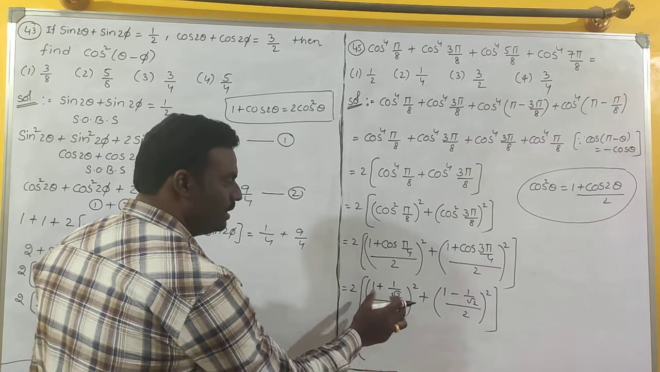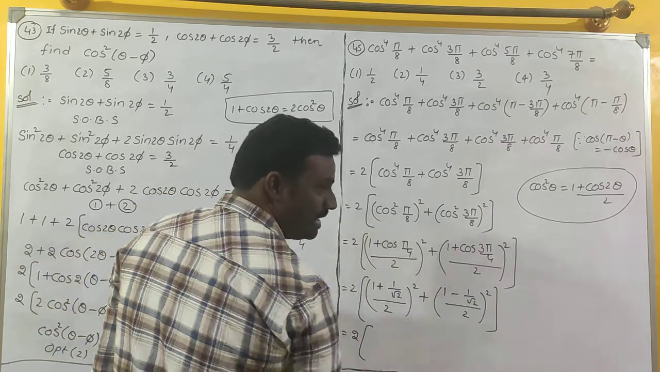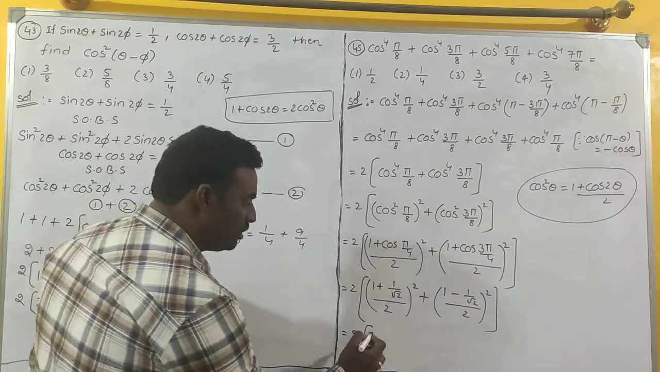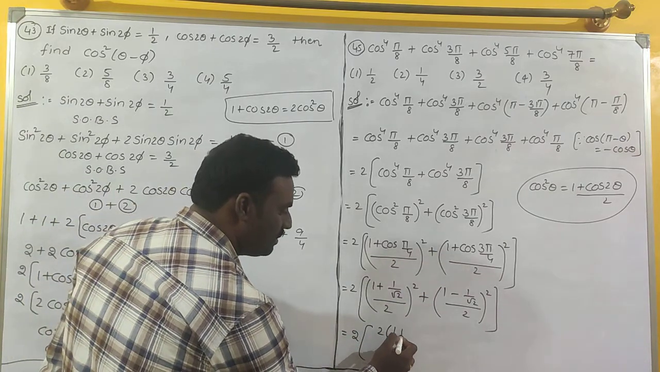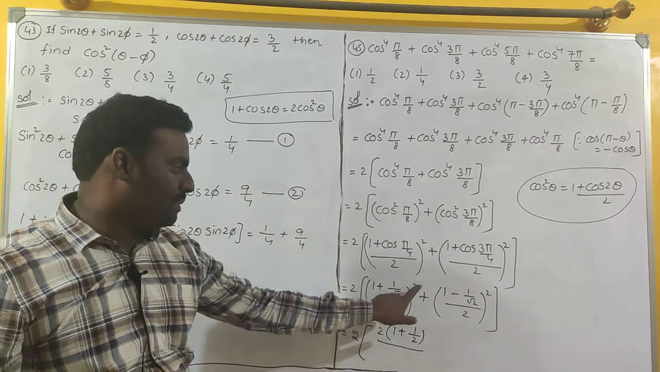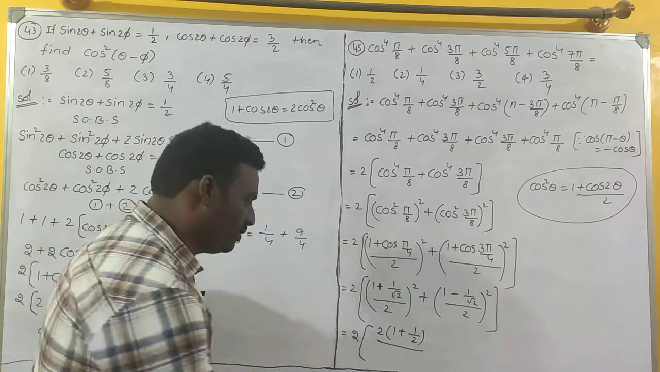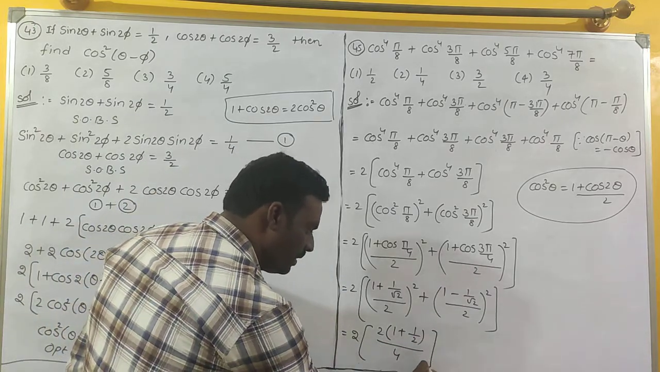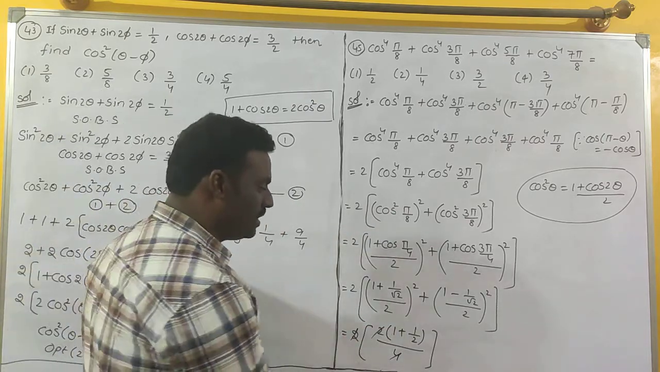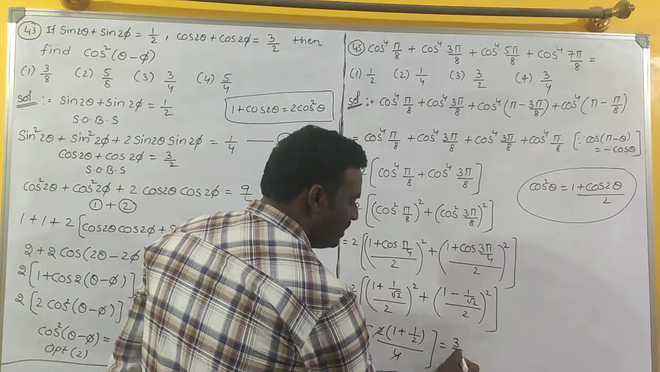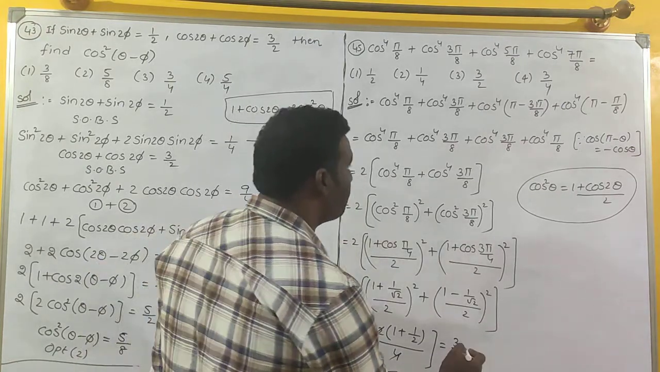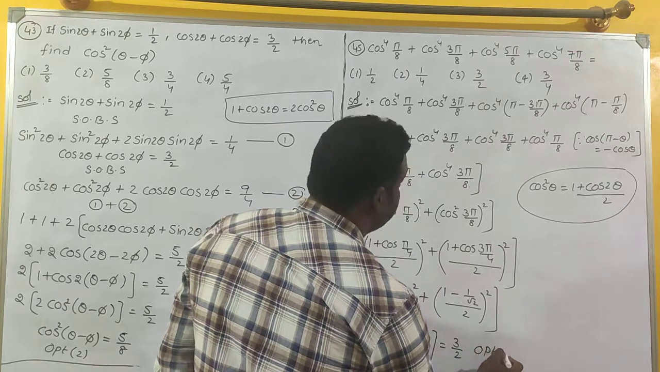2 into, this is (a plus b) whole square, this is (a minus b) whole square. (a plus b) whole square plus (a minus b) whole square means 2 times (a square plus b square) you will get. Here 2 square means 4, here 2 square means 4, 4 is the LCM. Now 2, 2, 4 get cancelled. 1 plus 1 by 2, that is nothing but 3 by 2 is the final answer. That is nothing but option 3 is the correct answer.